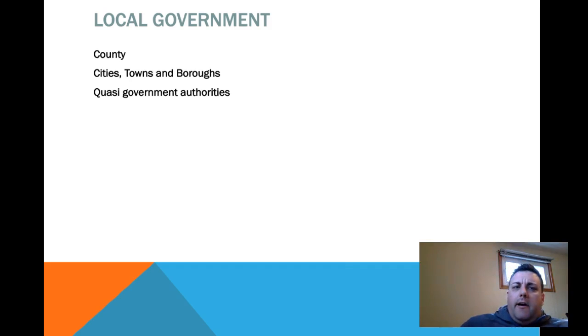And then local government exists at the county, but then also the city level, the town level, the township level. Some states have boroughs. Pennsylvania's got a borough system. And then there's also a number of quasi-government authorities. So some power companies, some water companies. Typically, quasi-government authorities are organizations that serve essential functions, but exist in this public-private space. They straddle this public-private line.